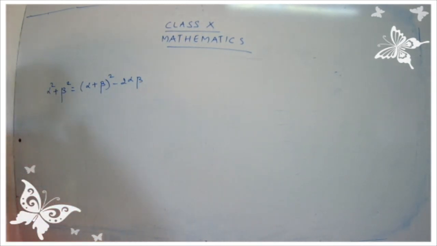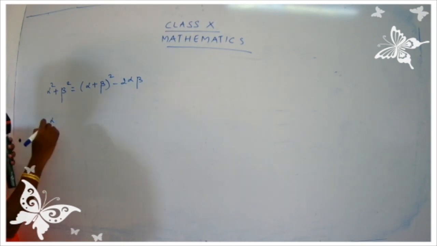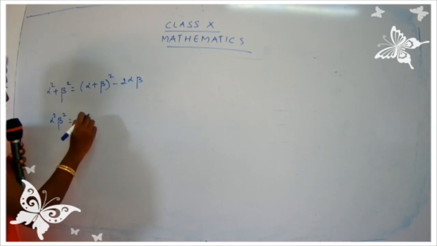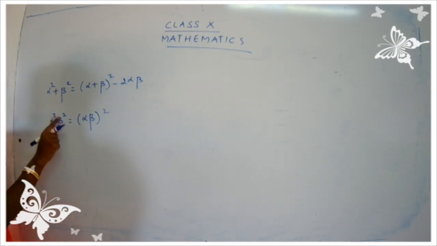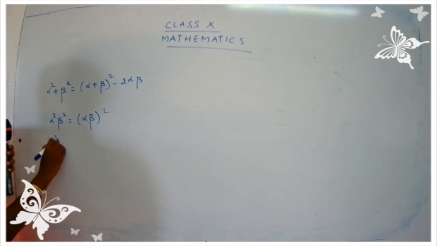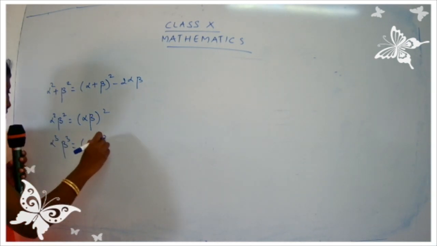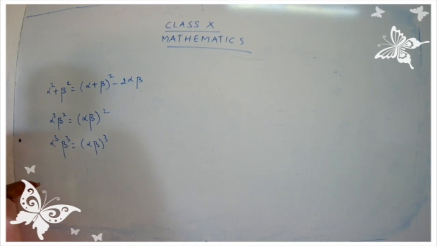Okay, now one more thing here. If you have alpha square beta square, children, this can be written as alpha beta the whole square. Similarly, alpha cube beta cube, how are you going to write it down? Yes, alpha cube beta cube. The power for alpha is 3 and the power for beta is 3, so you can write this as alpha beta the whole cube. This way you can go on proceeding with your sums. We'll be having a note of all the formulas when we do the sum.